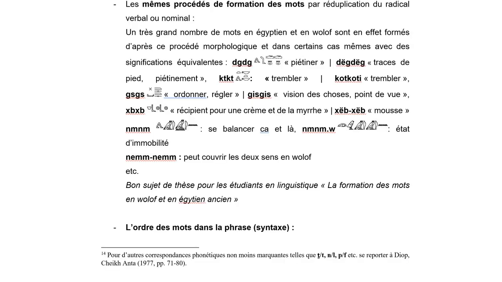Also the same word formation process by reduplicating the nominal or verbal radical. You see here, you have, for example, dig dig, which means in Egyptian to trample, dig dig in Wolof, which means the footprints. As dig in Wolof is to trample, and dig dig the footprints. The same process. Kot kot, to shiver, and you have also in Wolof koti, the same word. Gis in Egyptian, to order something. In Wolof, gis, which means world view, or a point of view.